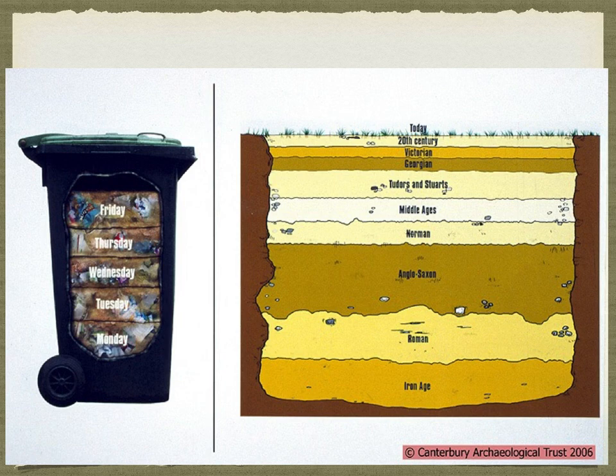Using the stratigraphy method, you can see there at the bottom you've got the Iron Age, then you've got the Romans, Anglo-Saxons, Normans, Middle Ages. And this is generally the way that we can date things. This is why the positioning is so important. All the detail that goes into a dig really adds to how we find out about the object.